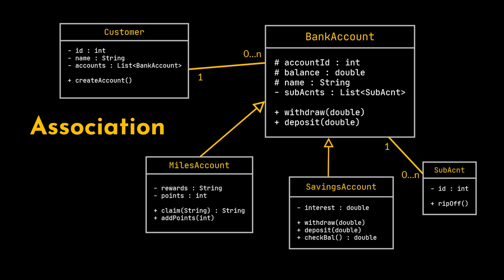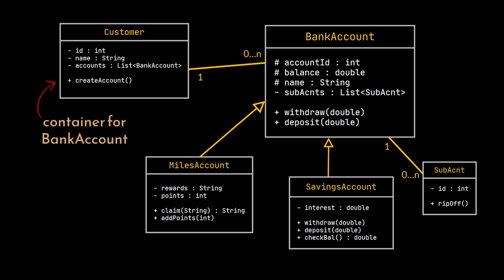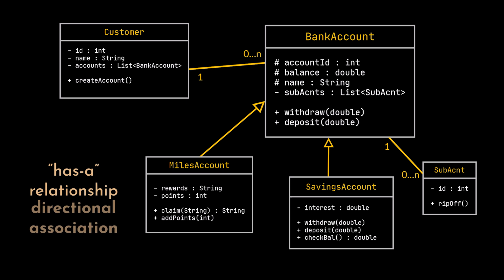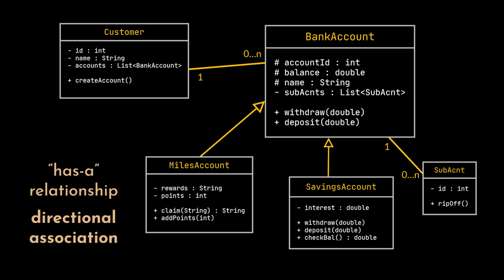And in a UML diagram, an association is represented with the arrow we just made use of. However, in our case, the customer class is kind of a container for the bank account class, which is called the contained in this case. And the bank account class is also a container, but for the sub-account class, which in this case is the contained. This is referred to as a has-a relationship or a directional association, also known as an aggregation, which is what we have in both cases.